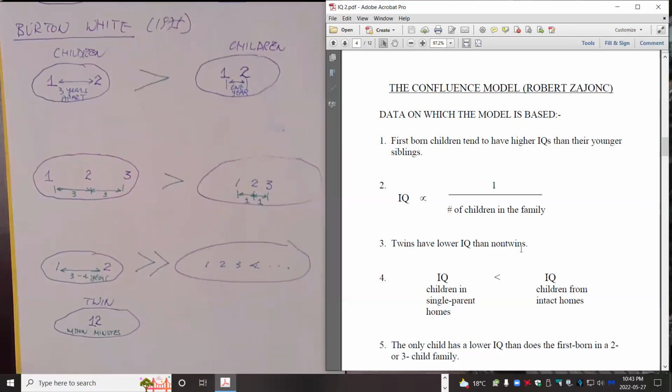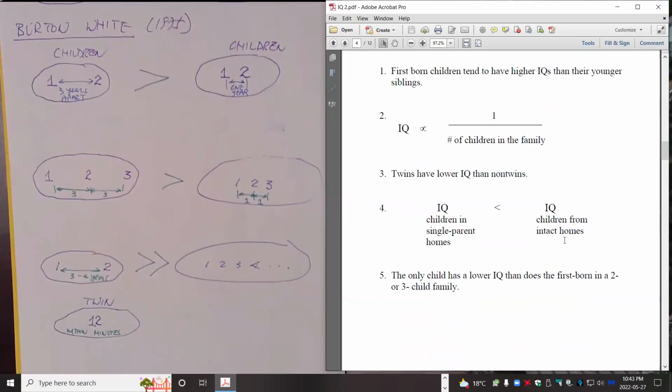Okay, good. Now, IQ from intact homes with what? Mom and dad living together, single parent, mostly just the mother. Okay, the father has escaped. So this is the case. Okay, so intact homes much better than single parent homes in terms of IQ. Kids raised here, they have a distinct disadvantage. All right. The only child has a lower IQ than the firstborn in a 2 or 3 child family.